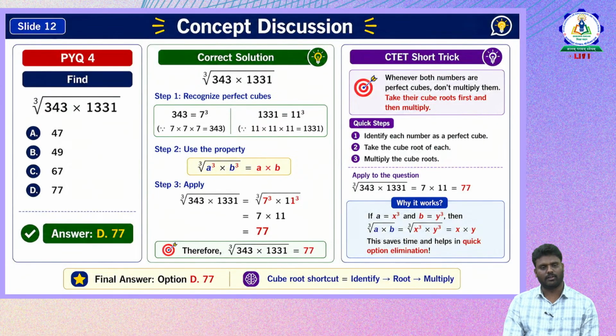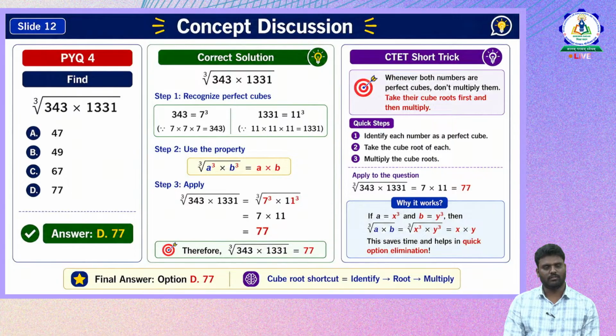Now, next question: find the cube root of 343 into 1331. The options are given like this: option A is 47, option B is 49, option C is 67, option D is 77. Now how can we identify this? They have given the cube root of 343 and another cube root of 1331.